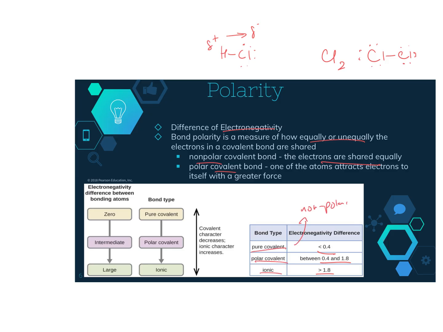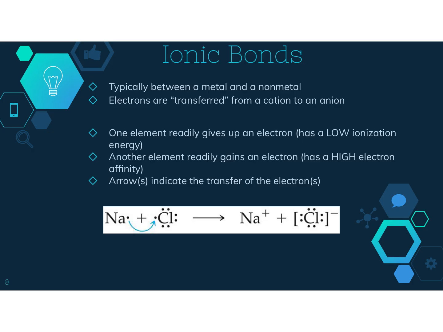non-polar covalent bond. Now, ionic bonds typically happen between a metal and a non-metal, and again, the difference in electronegativities, I'll call them delta EN, has to be greater than 1.8. And so generally, you only get those big differences if you have a metal and a non-metal binding together. Electrons are essentially transferred from the cation, the positive, to the anion, the negative charge. So in here, the Na will become my cation that gives an electron to Cl. I end up with Na+ and Cl-. So the one that gives up the electron has a low ionization energy, and the one that gains an electron has a high electron affinity.